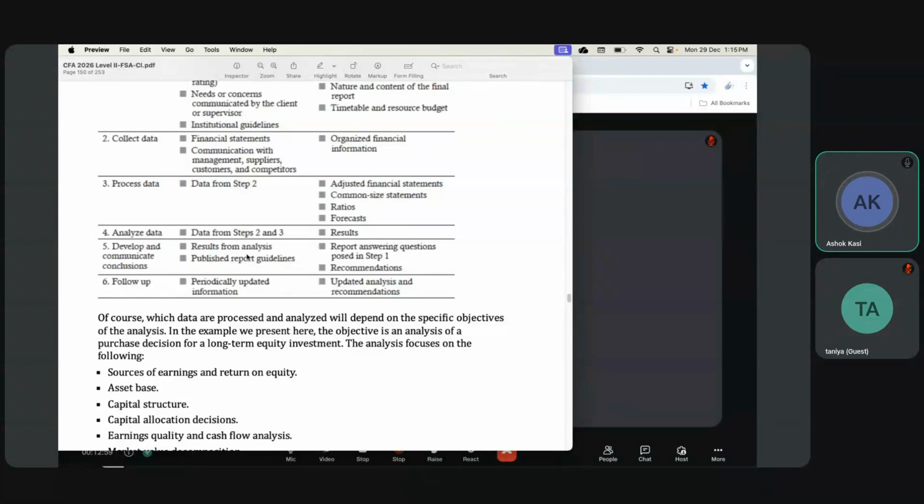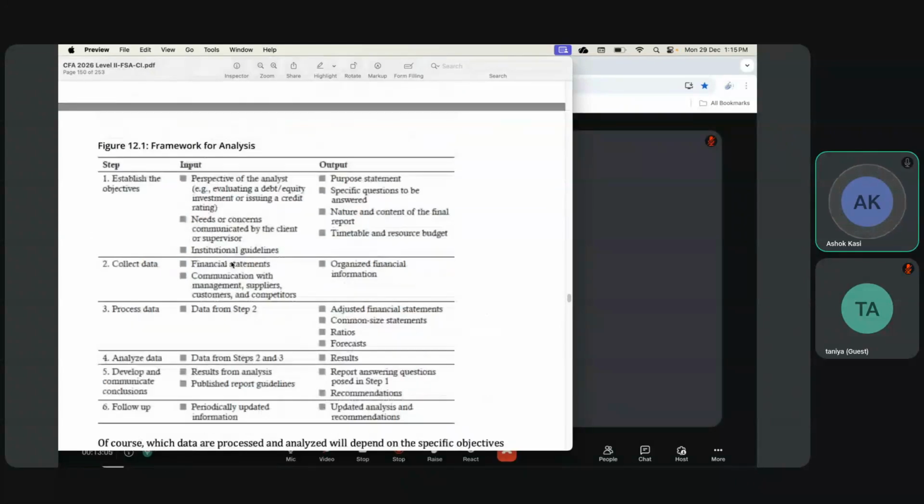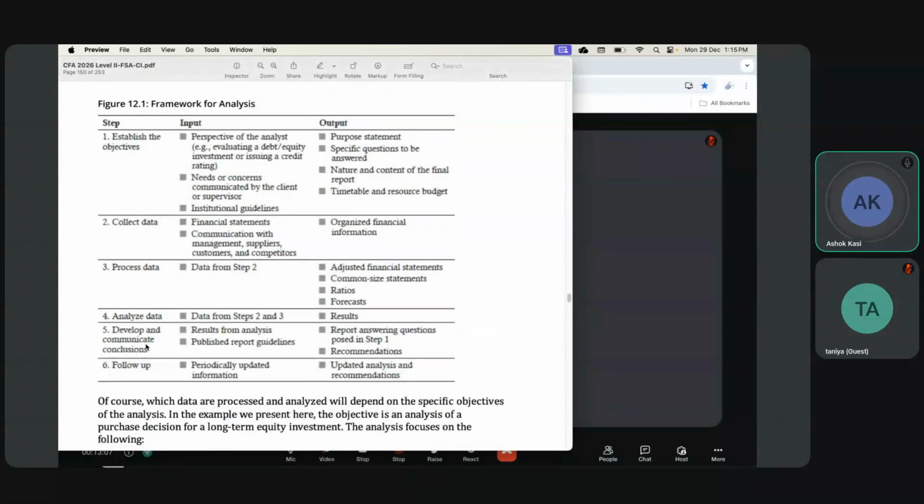So, results from analysis, published report guidelines. Okay. Develop and communicate conclusions. Results from analysis, published report guidelines. Output will be a report answering questions posed in step 1. So whether you are comfortable with the debt to equity ratio or not, what is the recommendation? Then follow up periodically.